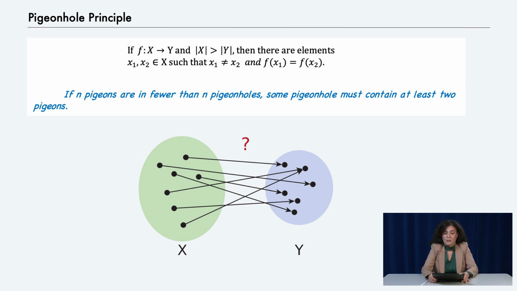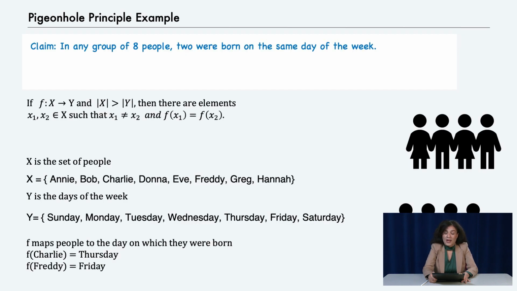Let's formalize this concept now in terms of sets and functions. If we have a function between a set X and a set Y, and the cardinality or the size of X is greater than the size of Y, then there must exist 2 distinct elements in X, x1 and x2, that map to the same element in Y. And for that, what we say is that f of x1 equals f of x2. Let's go back to our example of the dinner party. In any group of 8 people, 2 were born on the same day of the week.